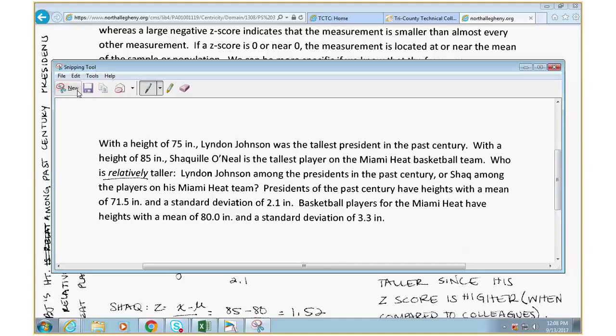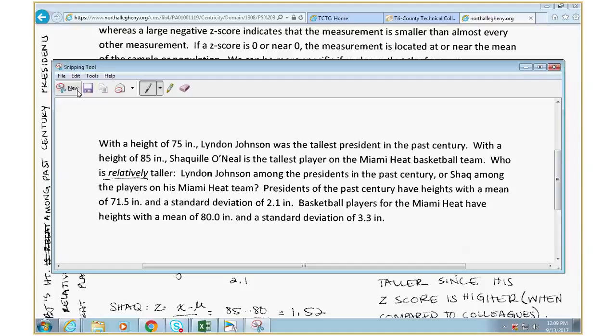All right, now, any redneck that has a TV can tell you, who's the tallest person, Shaq or LBJ? Well, Shaq, because there's not too many people that are taller than Shaq. All right, but the question doesn't ask you who is taller. The question asks you who is relatively taller. Relative means put it in context. That's what it means.